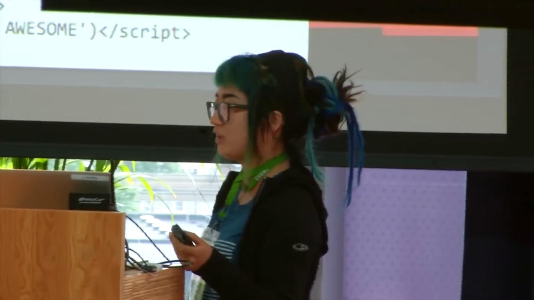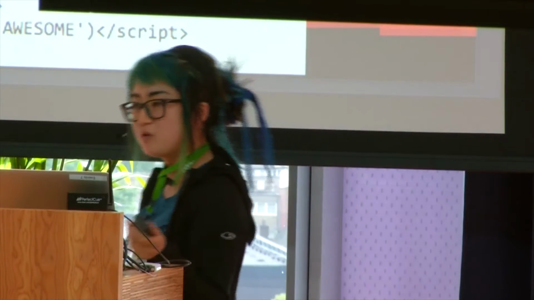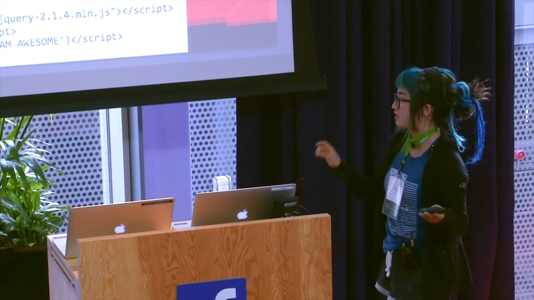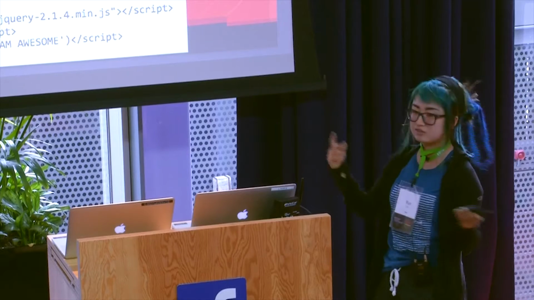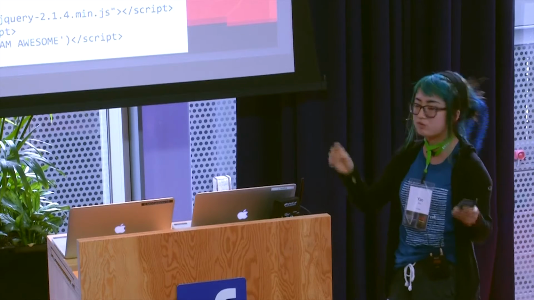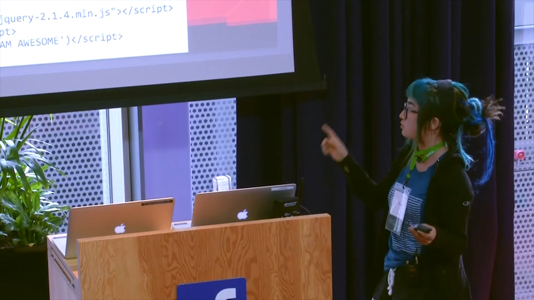If you're curious about CSP, there's a great site called csptester.io where you can run things like script source, let's try that, code.jquery.com, and nonce abc, and you can paste in some HTML. So here we have a div that says hello world, and then we say script source jQuery, so we load jQuery, and then we have a script that says set the text of the div to I suck, which you don't want to say on your website at all. And then we have a different script that has a nonce attribute of ABC that says set the text to I am awesome. So notice the CSP header has this nonce whitelisting mechanism where you can say only run this inline script if it has the matching nonce, which is ABC.